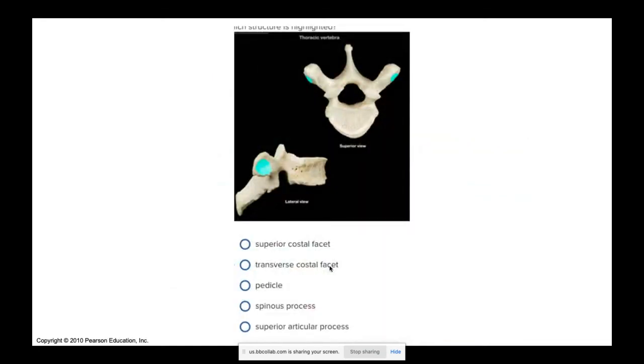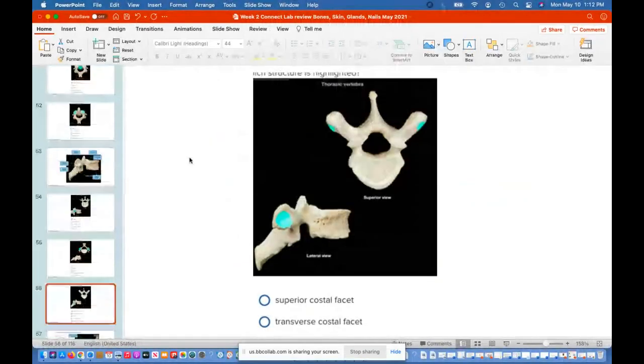Okay, so we'll end this video here, and when we come back, we'll start to look at the upper extremity.